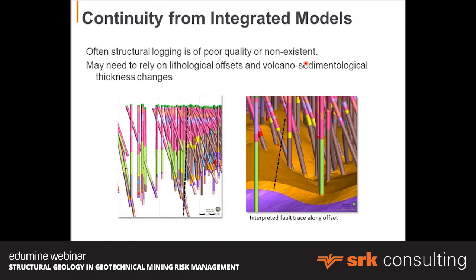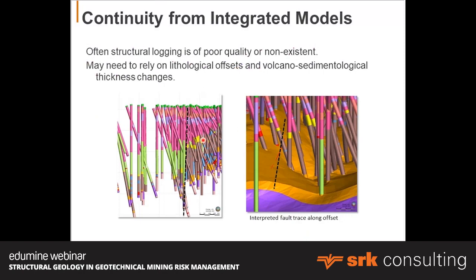The best way to fully understand a fault system is to have a fully integrated lithostructural model. In some cases, however, you may not have the logging that actually picked up the structures. We go to many projects where the structures have not been adequately logged. So we've got to find other ways of predicting where those structures are.